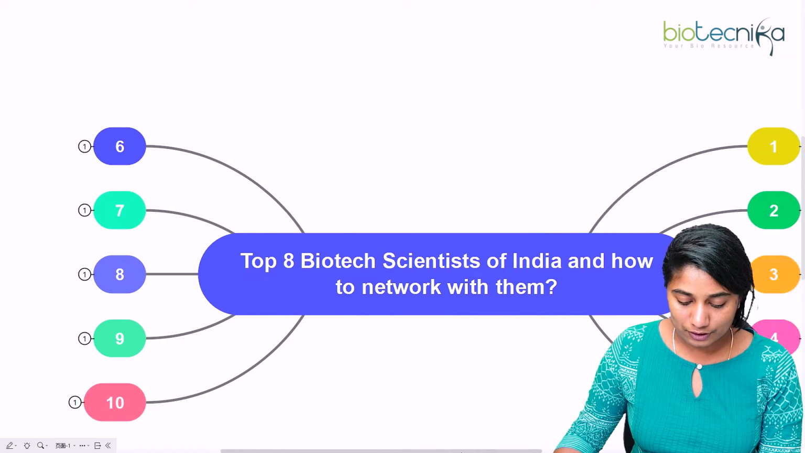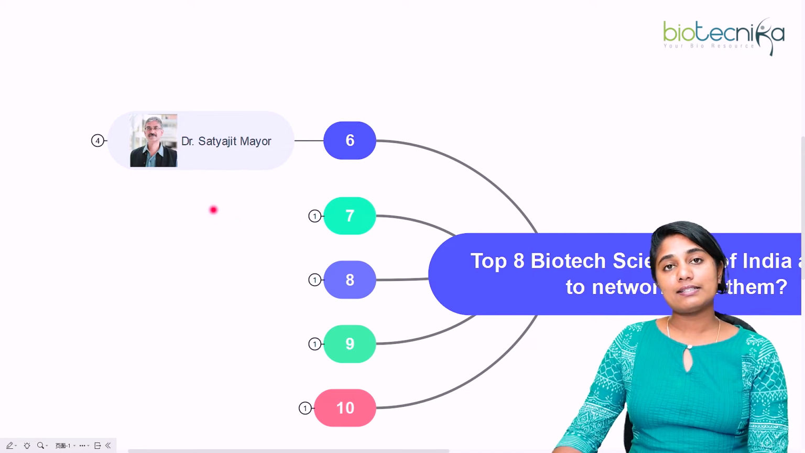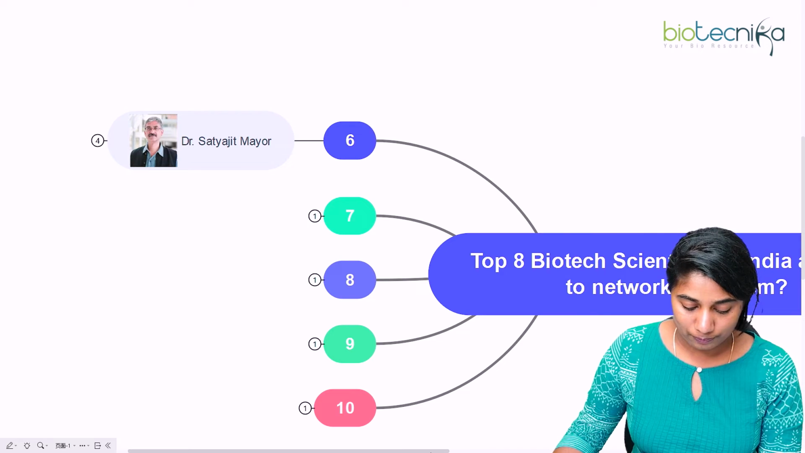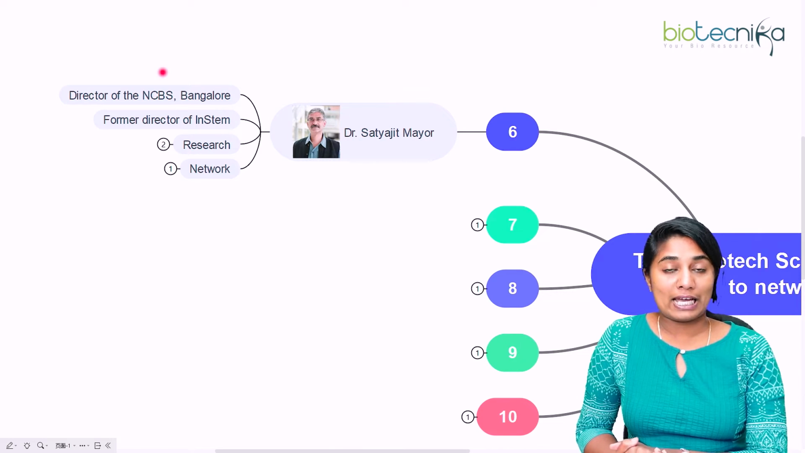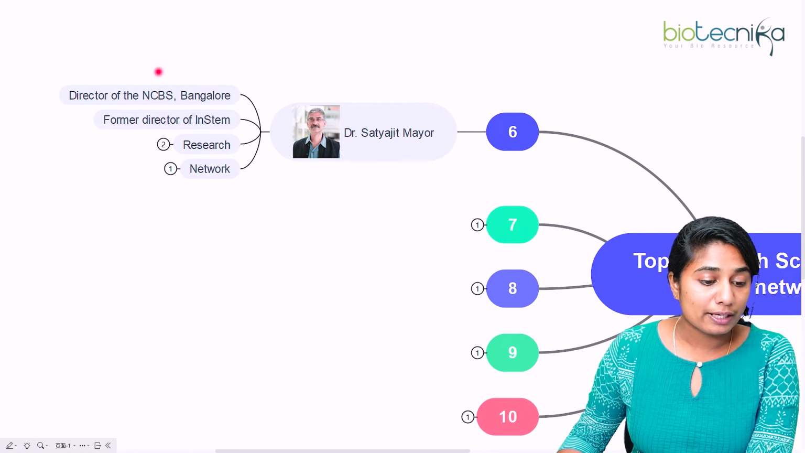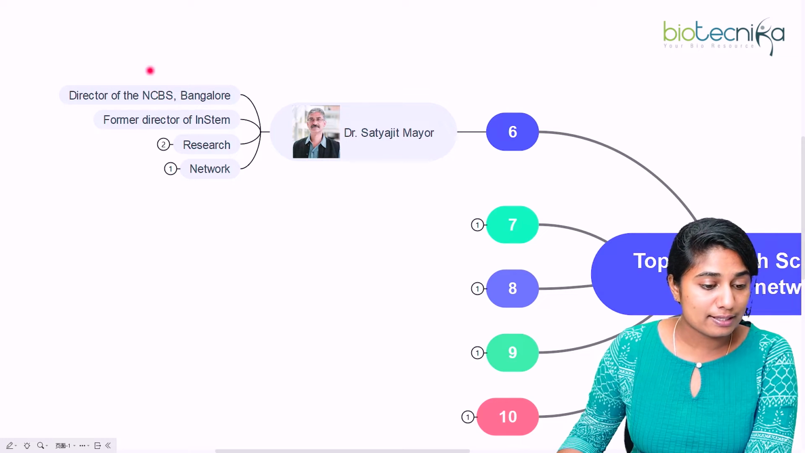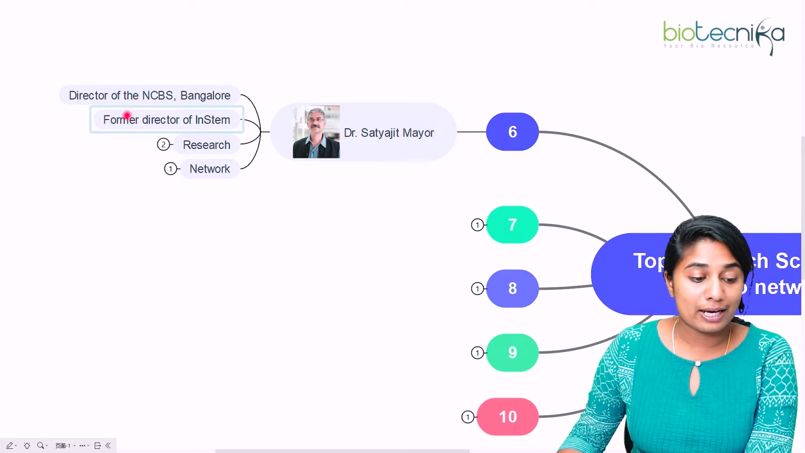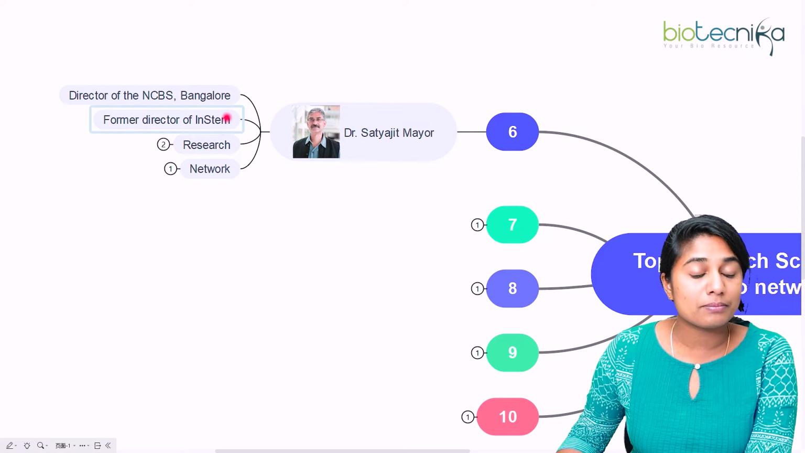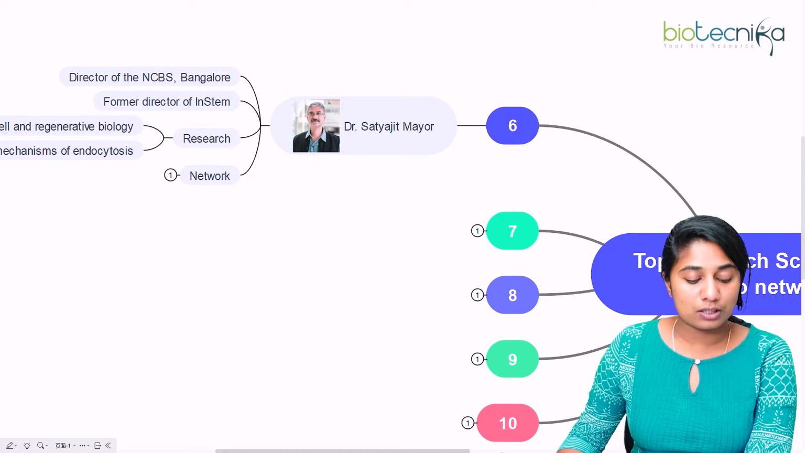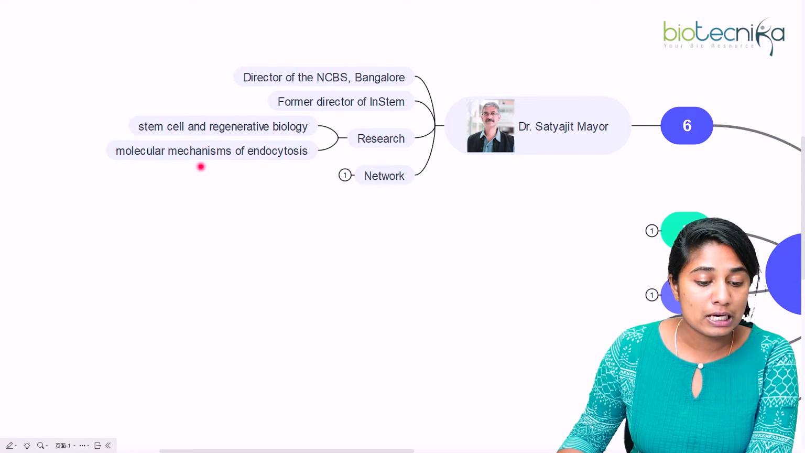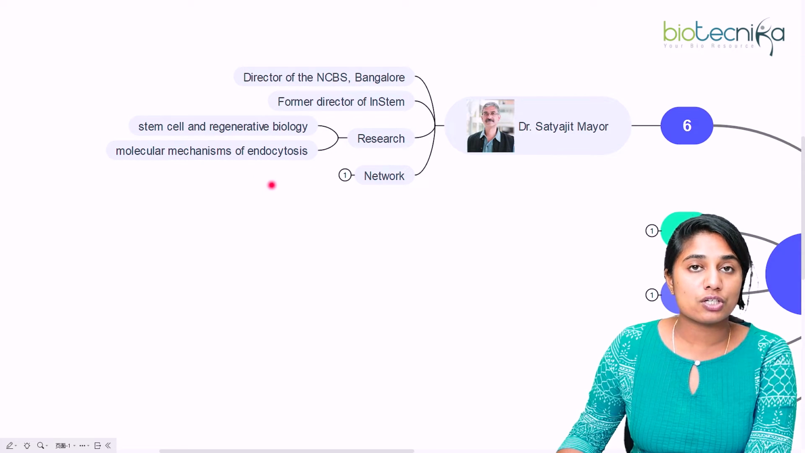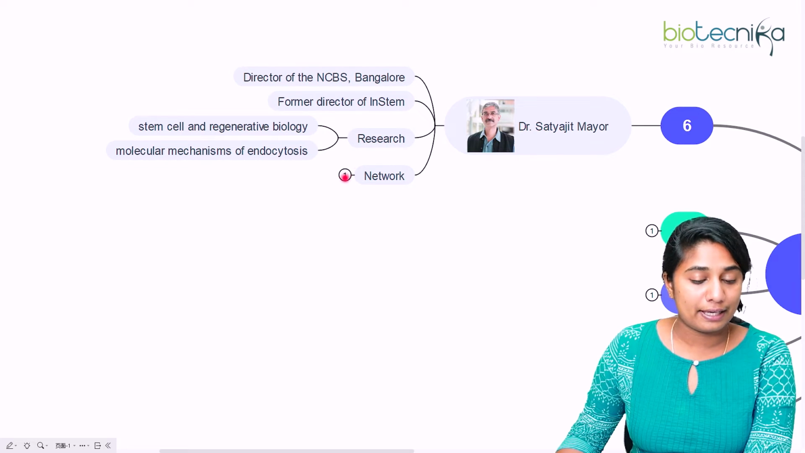The sixth scientist we are going to see right now. The sixth scientist is Dr. Satyajit Mayor. Who's Dr. Satyajit Mayor? So he is the director of NCBS at Bangalore, right? National Conservation Biological Sciences, which is at Bangalore, and he was the former director of INSTEM as well. So his research work is basically in the field of stem cell and regenerative biology, and he also studies the molecular mechanism of endocytosis. So these are his research areas presently at NCBS.